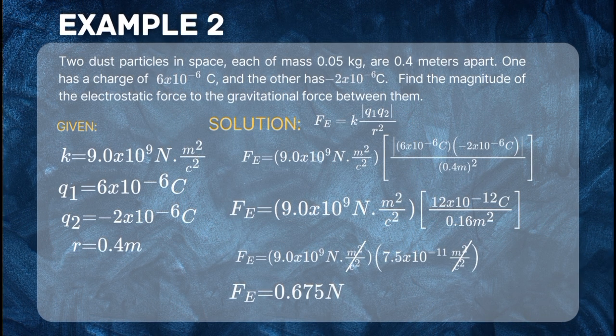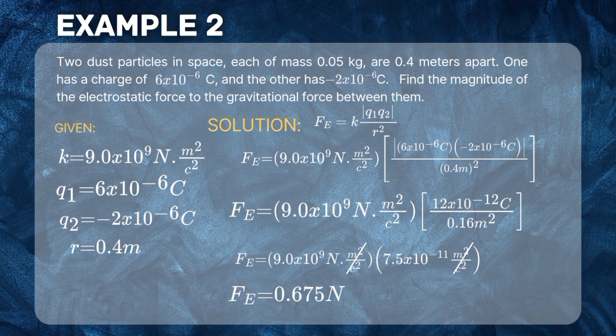For example 2, to sum up, these are the givens. For the solution, again, we will use the electric force formula. F sub E is equal to the constant value of Coulomb times the absolute value of 6 times 10 raised to negative 6 coulomb and the other charge, negative 2 times 10 to negative 6 coulomb, divided by 0.4 meter squared, which gives 12 times 10 raised to negative 12 C squared divided by 0.16 meter squared, times 9.0 times 10 raised to 9 Newton meter squared per C squared. So we will cancel the meter squared and C squared, and we will come up with 0.675 Newton.